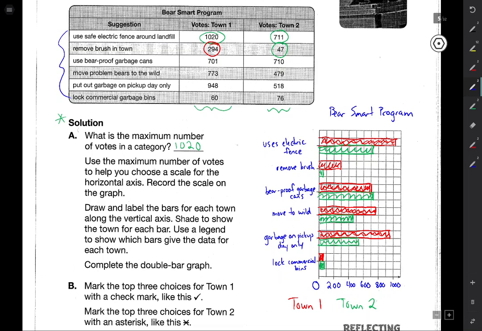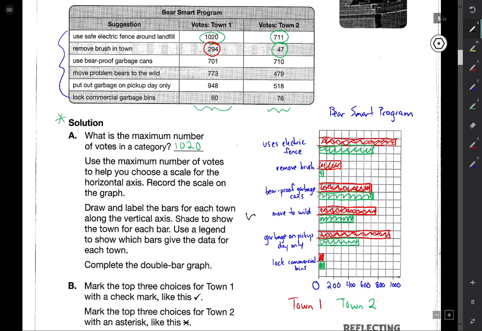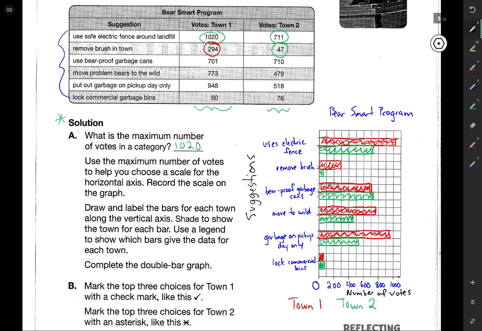Now I put in the bars on my bar graph, and I forgot one last thing here. We need to label our axes. On the vertical axis, I'm going to put that these are the suggestions. And on the horizontal axis, I'm going to put the number of votes. And now we're done this graph.